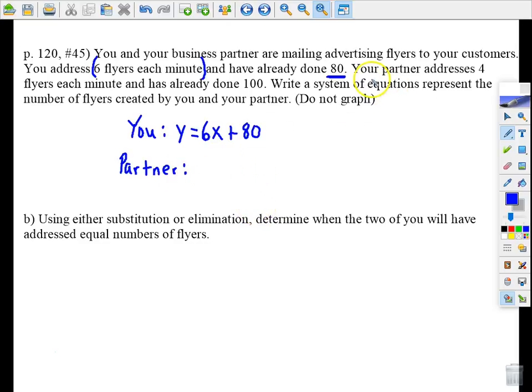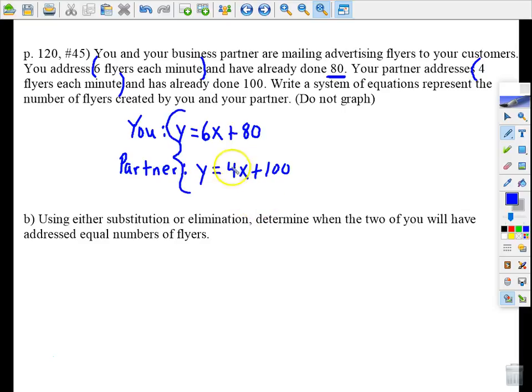Now let's do the same thing for your partner. Number of flyers for your partner, how many they've made, will be determined by this rate of change, 4 per minute. That's another way of saying slope, 4 times a certain number of minutes. And he's already done, or she has already done 100, so that's your starting number. Okay, well, that's your system.